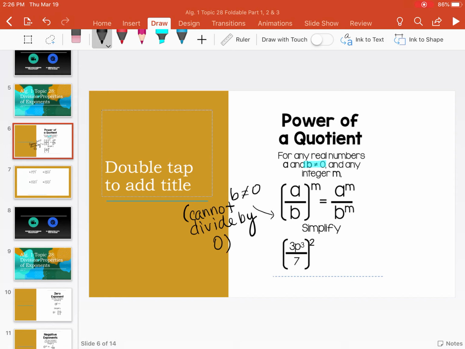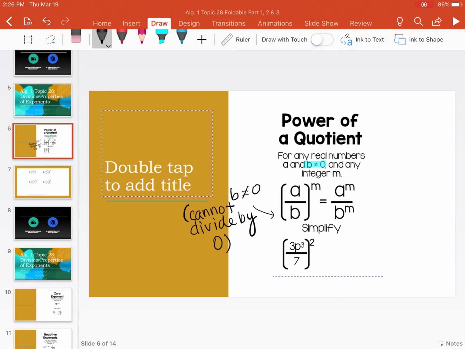Think about that when you have your slopes, and if you ever have a 0 in the denominator, that slope is undefined. So we can't have that here. If you were to type it in your calculator, you would get an error message.